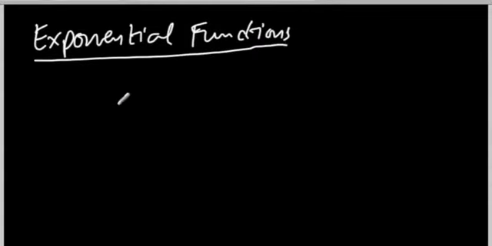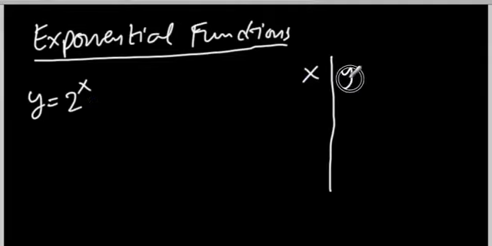So first of all, what is an exponential function? An exponential function is one that either grows exponentially or decays exponentially. So here's an example, y is equal to 2^x. So let's maybe get an xy chart to see how this is different from, say, a polynomial or a quadratic function.